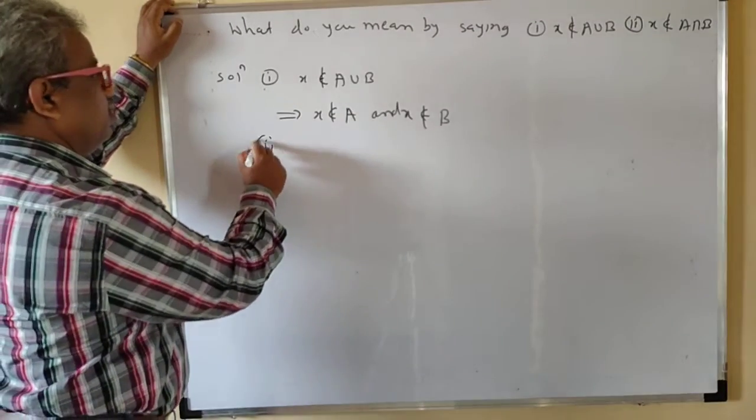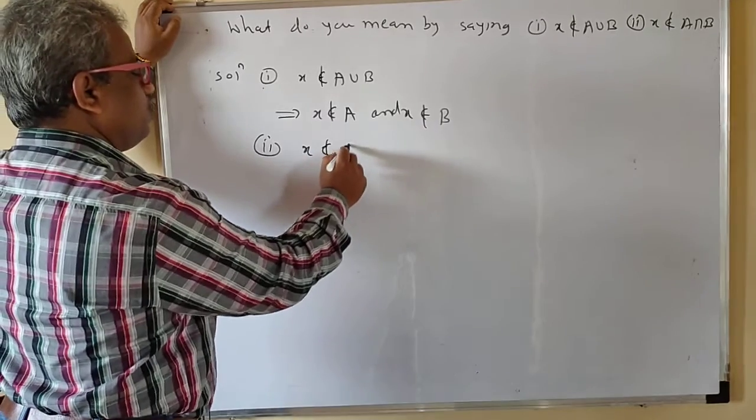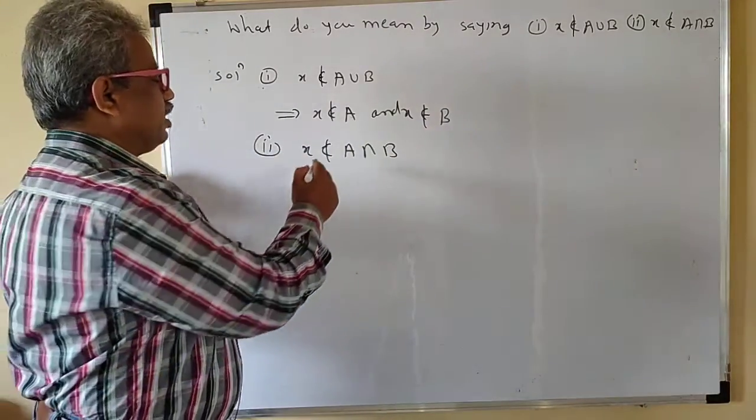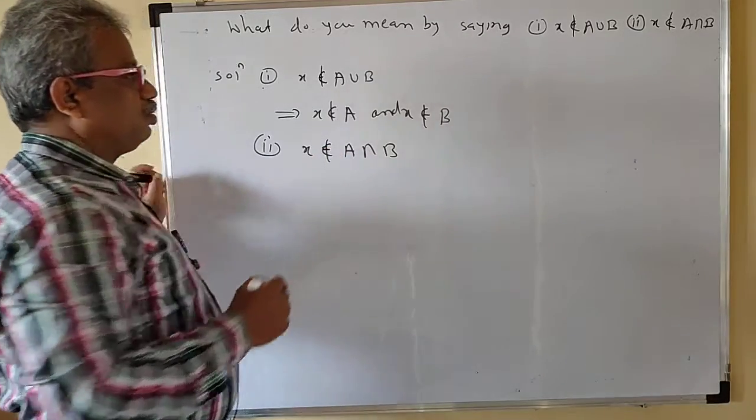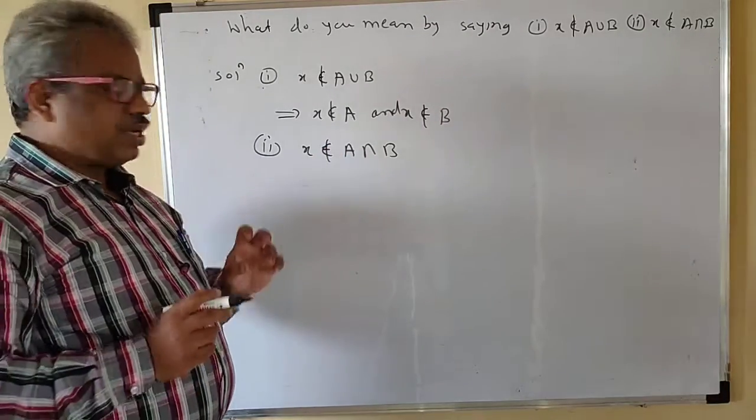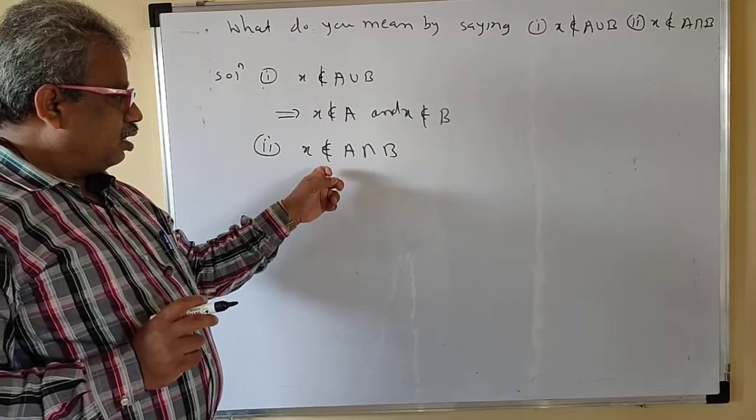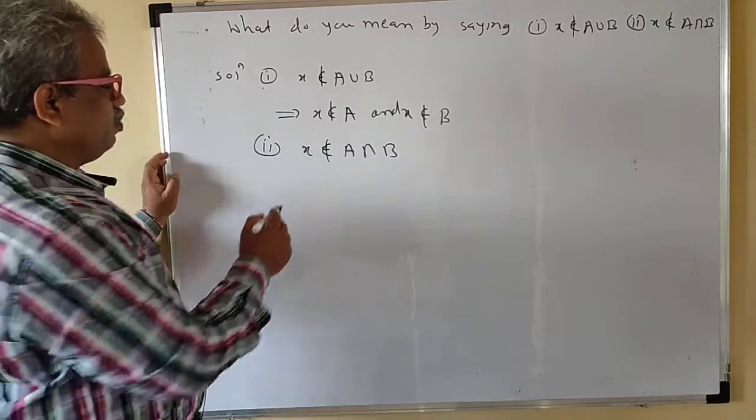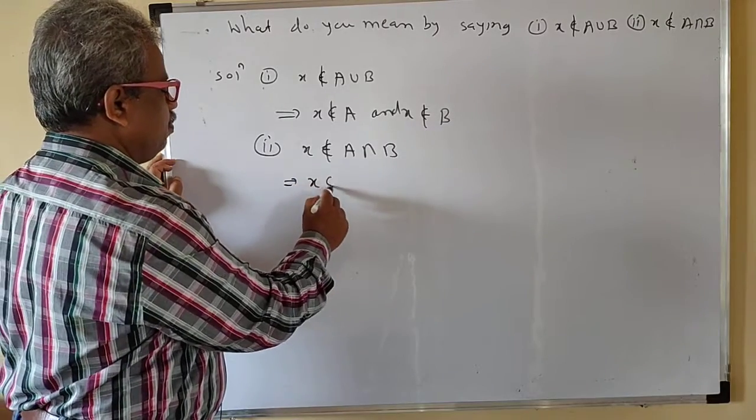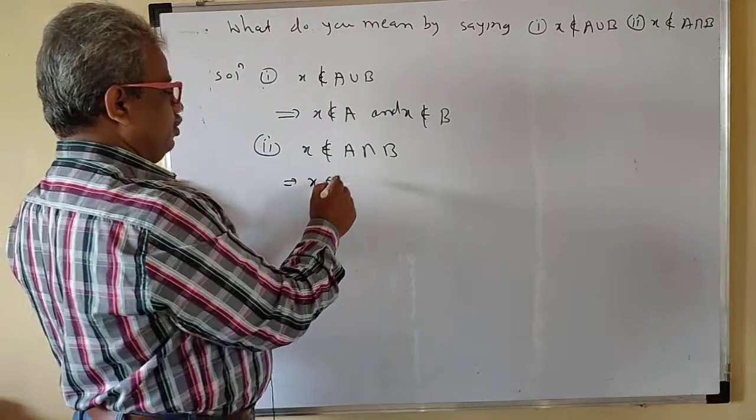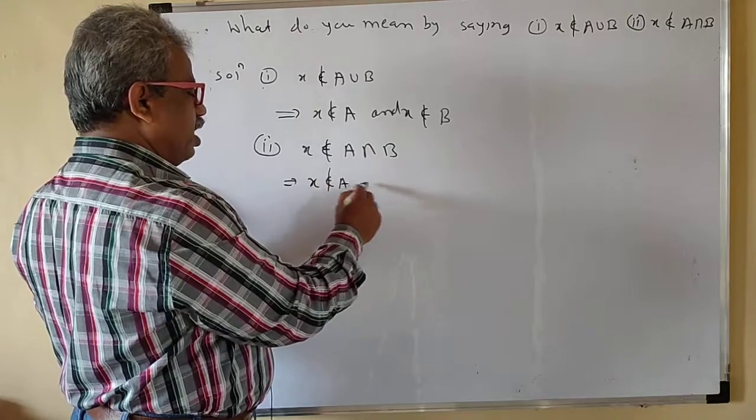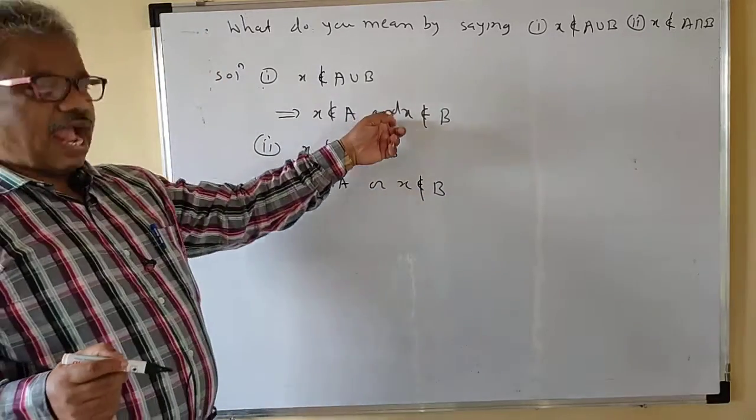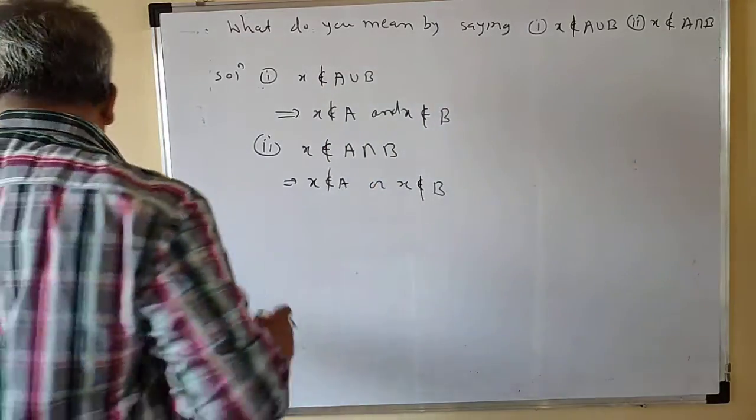Second, X does not belong to A intersection B. So it is not in the intersection. That means X is either in A or in B. So this implies that X does not belong to A, or X does not belong to B. So here what? And here what? Or. So this is only the meaning.